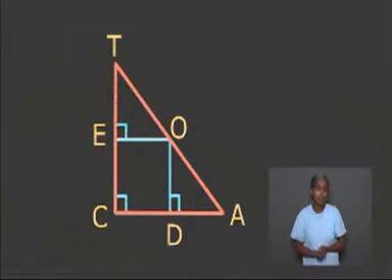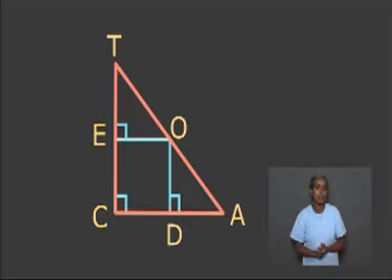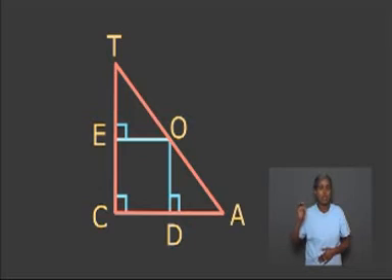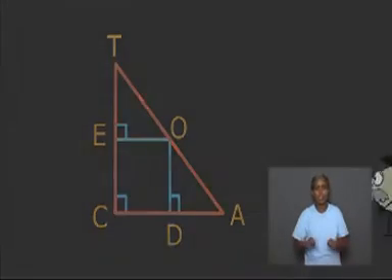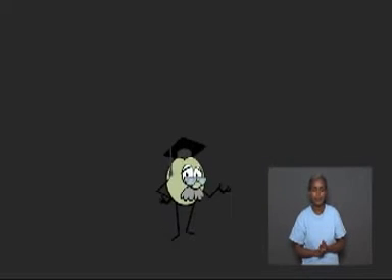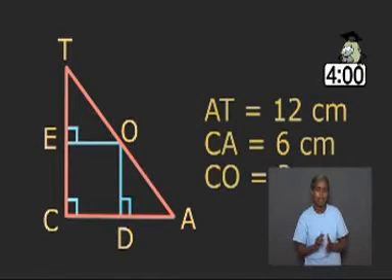Now, we will discover a theorem together, students. Observe this right-angled triangle. Please find the length of line CO, where O is the point of intersection of the perpendicular bisectors of the triangle. Students, let's get ready. Begin.